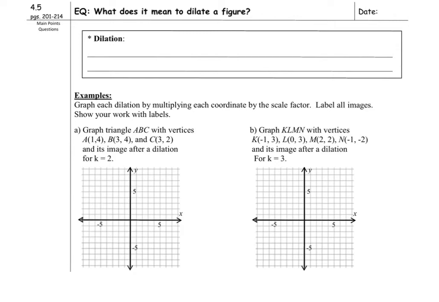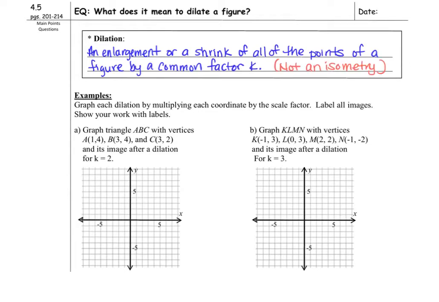This video is about what it means to dilate a figure. A dilation is an enlargement or a shrink of all of the points of a figure by a common factor of k. This is not an isometry. So let's take a look at some examples.